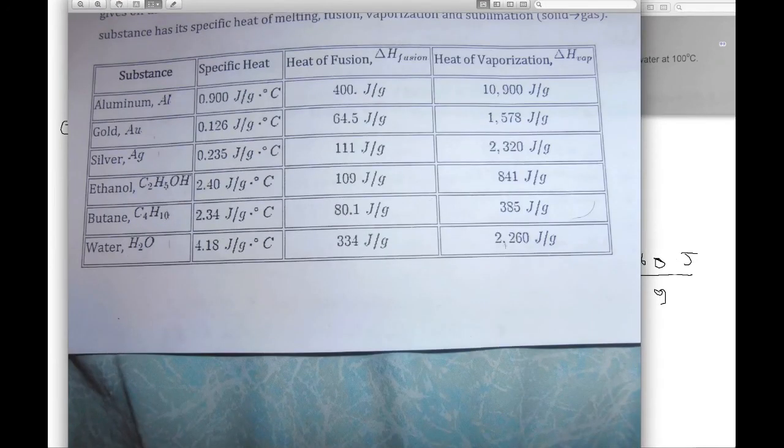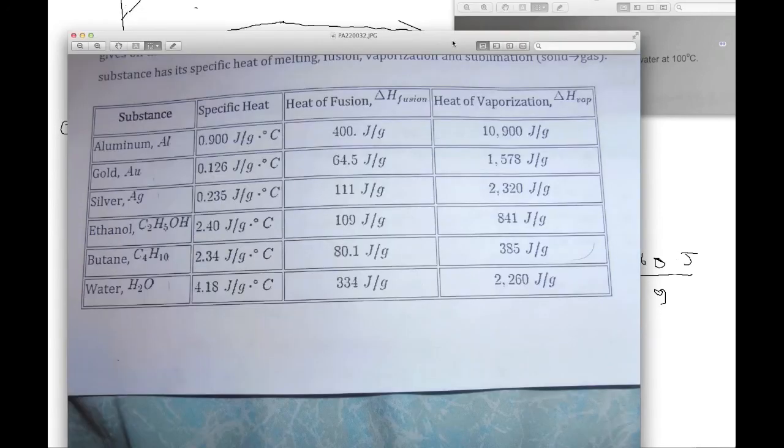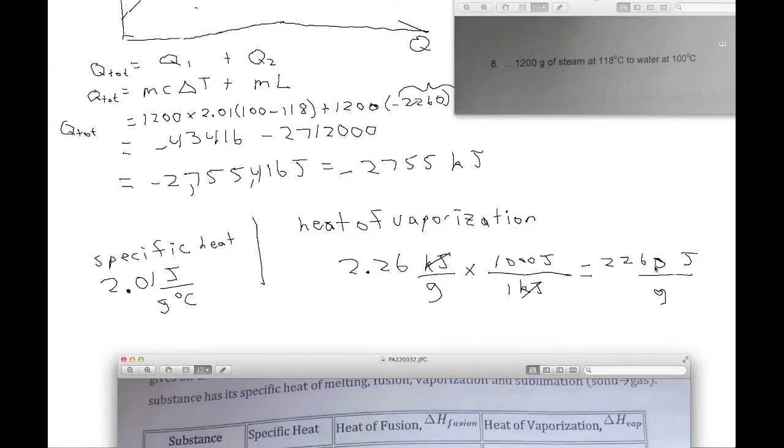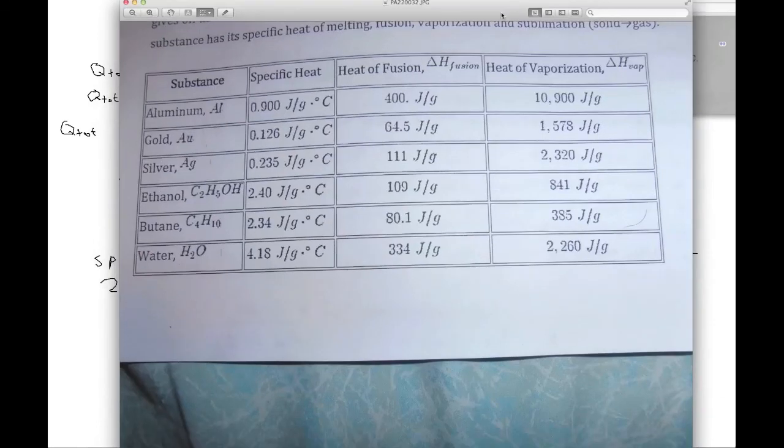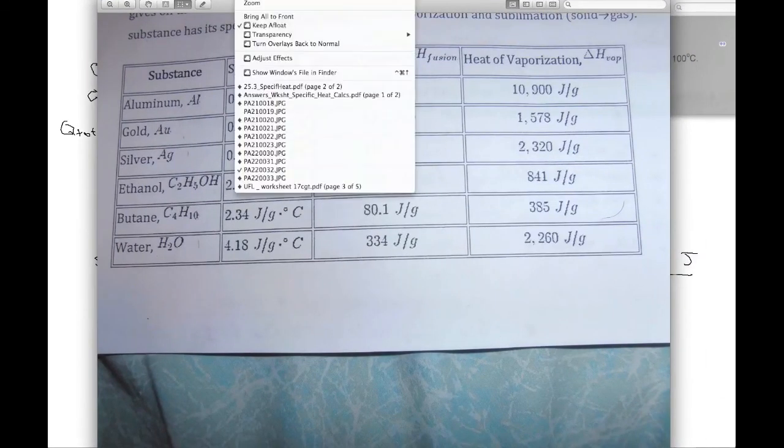This is a very nice table because everything is in joules. But it's actually pretty common for the specific heats to be in joules and the heats of fusion and vaporization to be in kilojoules per gram. And if that happens, maybe the simplest thing that you can do is do a conversion like this and change the heat of vaporization into regular joules. So basically, pay close attention to the units when you're taking the exam, because they can mess you up.